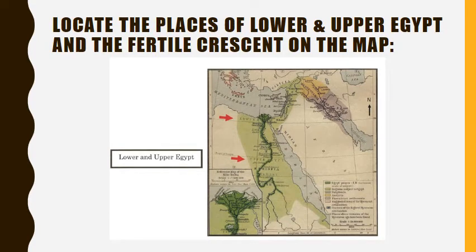Locate the places of Lower and Upper Egypt and the Fertile Crescent on the map. As you can see in the picture, earlier Egypt was divided into two parts. The first part, the upper arrow, was Lower Egypt, and on the downside you can see the red arrow that shows you Upper Egypt.